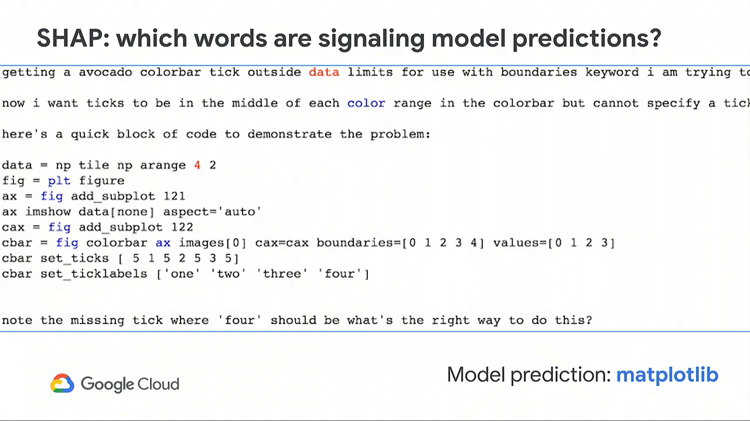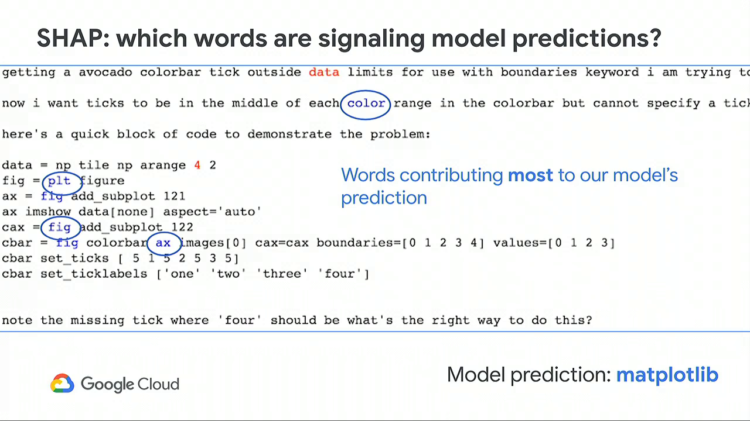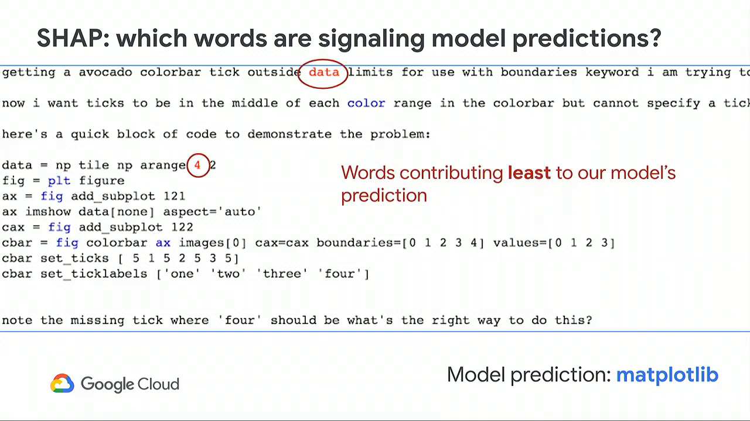Great. So what I've done is create a visualization to highlight the top 5 signaling words in blue and the lowest signaling words in red. What we have here is a question that is about matplotlib, and our model is picking up on these specific words to make the prediction. So it's picking up on the words color, PLT, fig, ax, and then words like data or the number 4 are contributing least to our model's predictions. This is good because it shows us that our model is working relatively well. If instead it was picking up on words like for or in or the to make predictions, we may want to go back and revisit our training data.